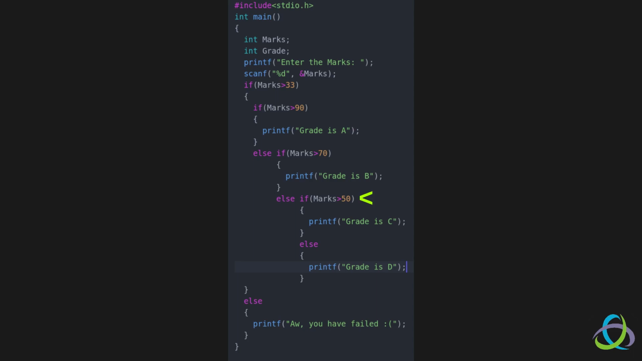inside this if statement, which again has another if statement built into it, which checks whether the marks are greater than 50 or not. If not, then it again has another else statement which leaves out the only possible grade for a person to pass, that is D. So these are called nested else if statements.